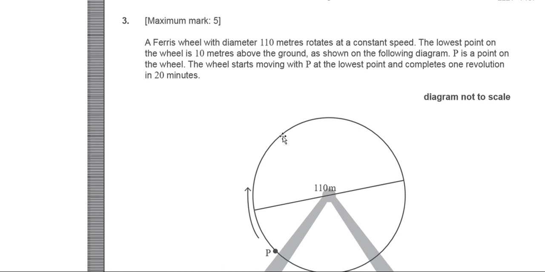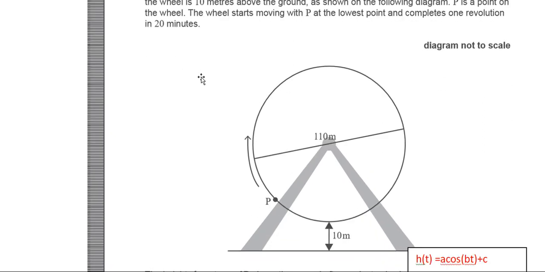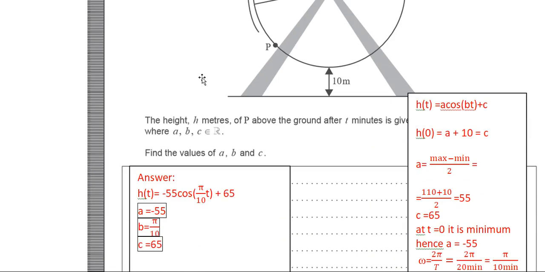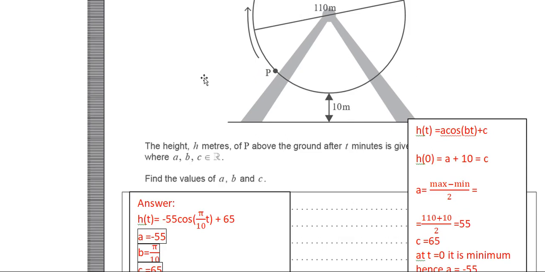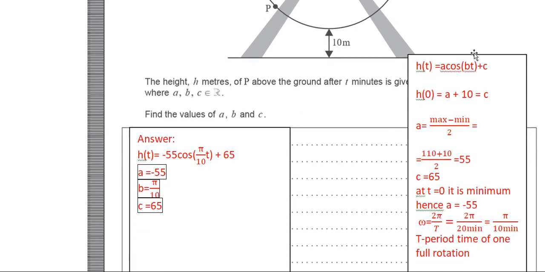Question 3. A Ferris wheel with diameter 110 meters rotates at constant speed. The lower point of the wheel is 10 meters above the ground, as shown on the following diagram. P is a point on the wheel. The wheel starts moving with P at the lowest position and completes one revolution in 20 minutes. So this is cyclic motion.